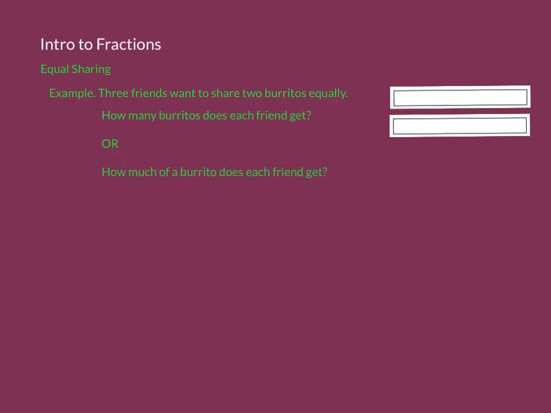You may, in the younger grade levels, ask them the question of how much of a burrito does each friend get to kind of scaffold them and guide them in the direction that the answer is going to be less than 1. If you say how much of a burrito, you aren't implying that they're going to get more than 1 burrito. However, once you get to those upper elementary grade levels, you may continue asking the question of how many burritos does each friend get, no matter if the answer is less than 1 or greater than 1, so that you aren't necessarily giving the answer away.